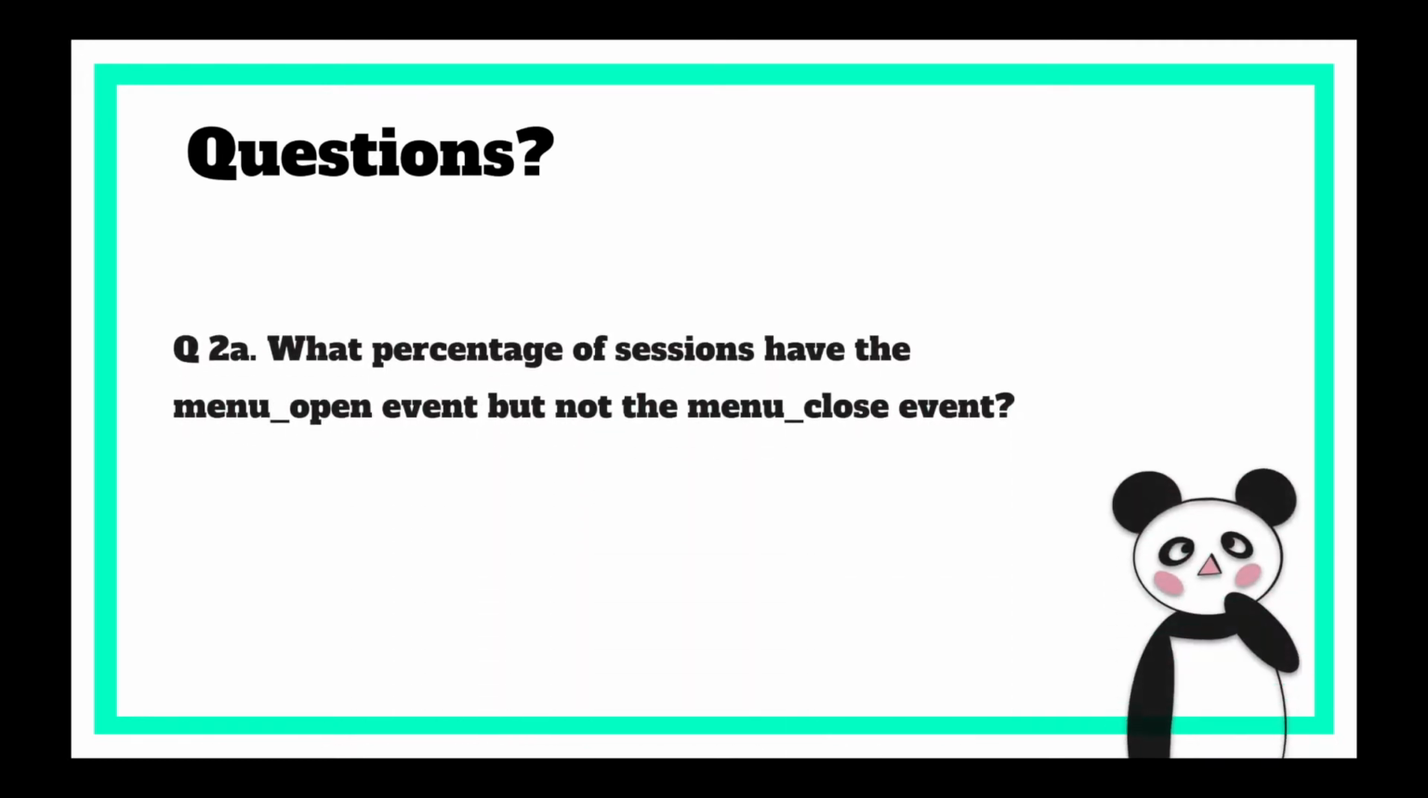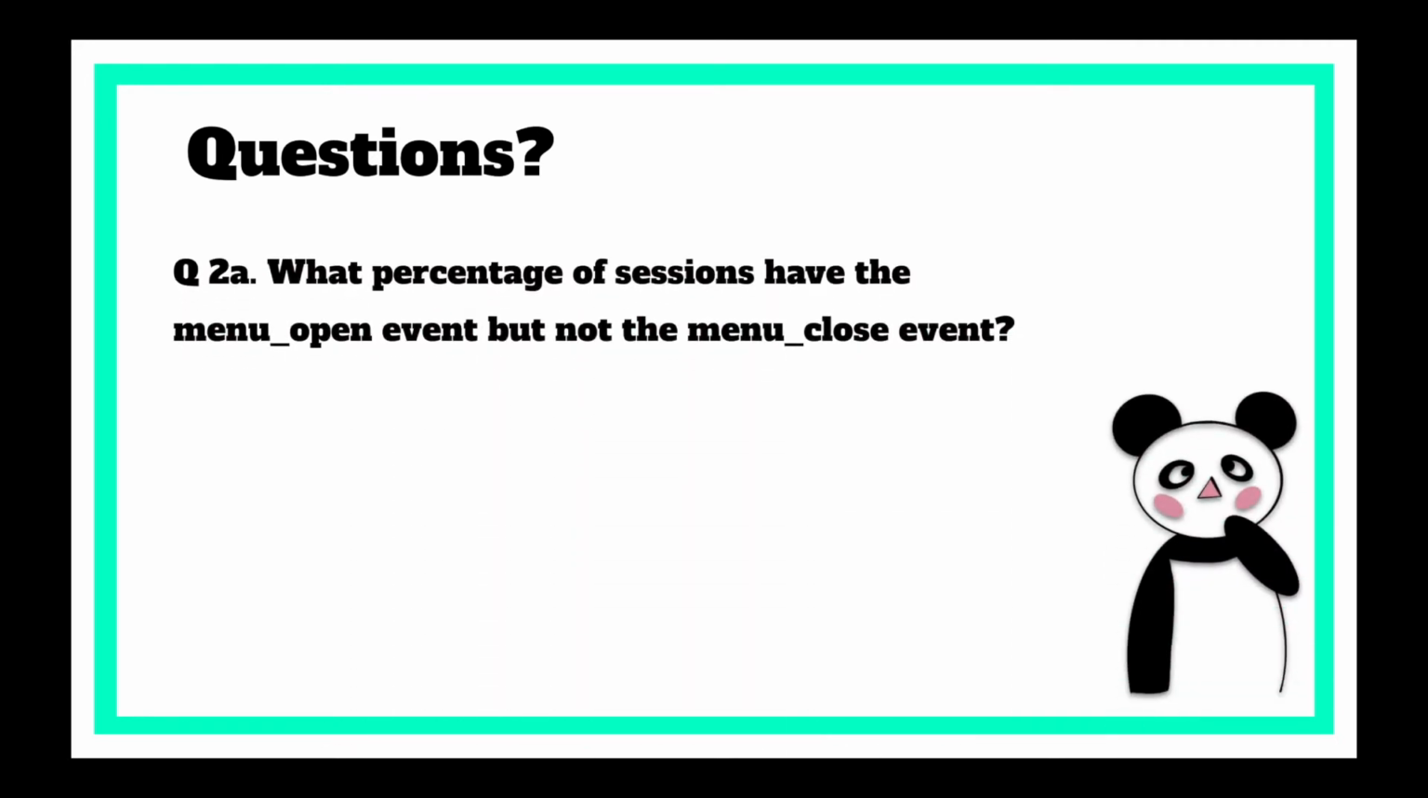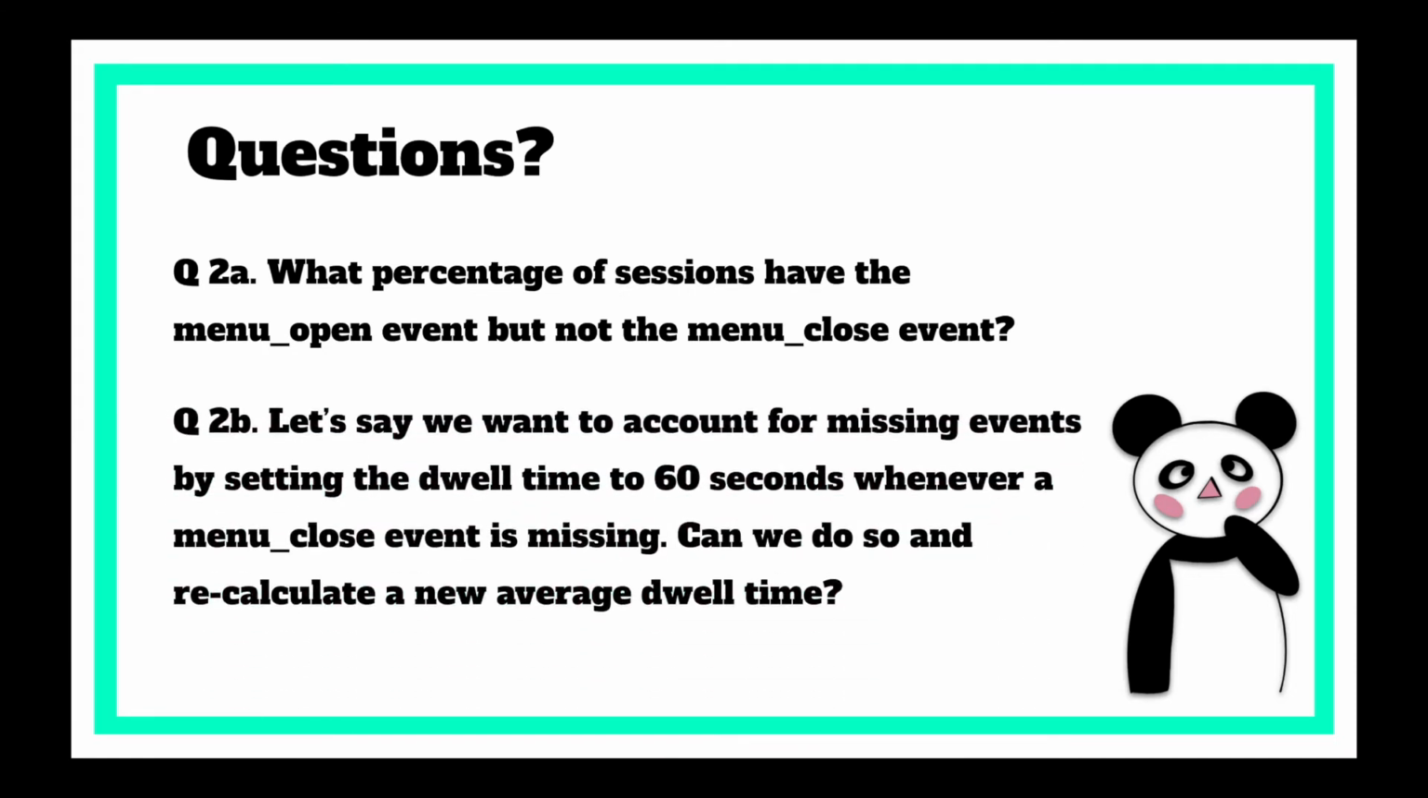We will break our analysis into 2 steps. To understand the scale of the problem, we first calculate the percentage of all sessions that have the menu open event but not the menu close event. Then, as a next step, let's experiment by setting the dwell time to 60 seconds for the sessions where the menu close event was missing. And let's recalculate the new average dwell time. Alright, so let's see how we can do these calculations.